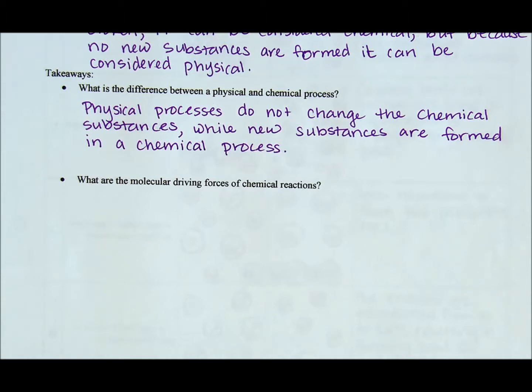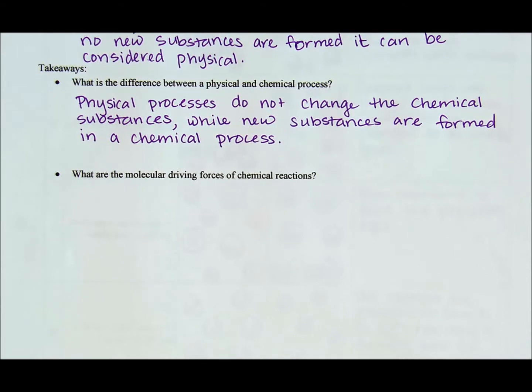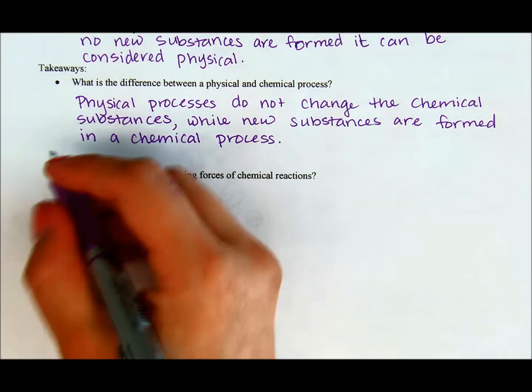Okay, what are the molecular driving forces of chemical reactions? So what causes those chemical reactions to happen? So either the formation of a new substance or the exchange of electrons. So kind of like we already saw, it could be forming a precipitate, or it could be exchanging electrons.